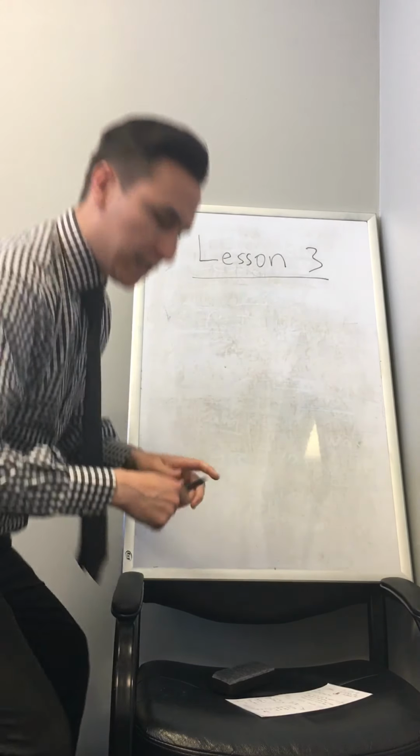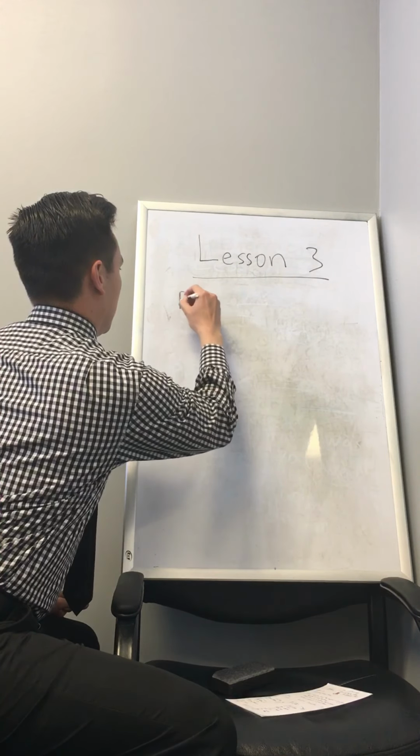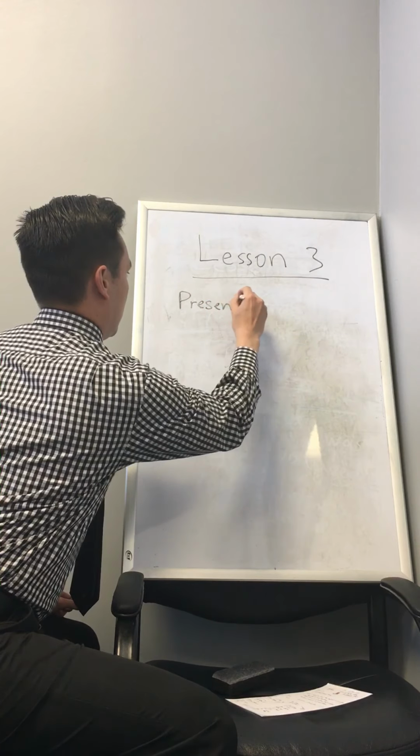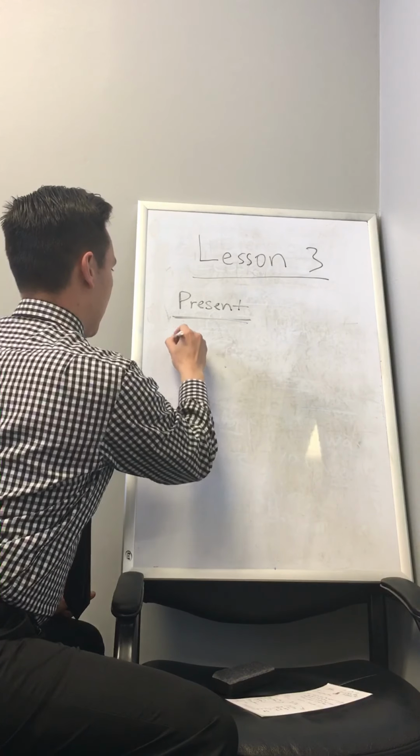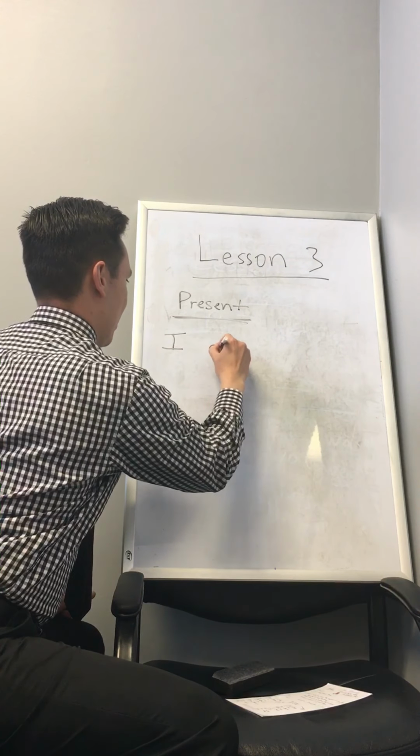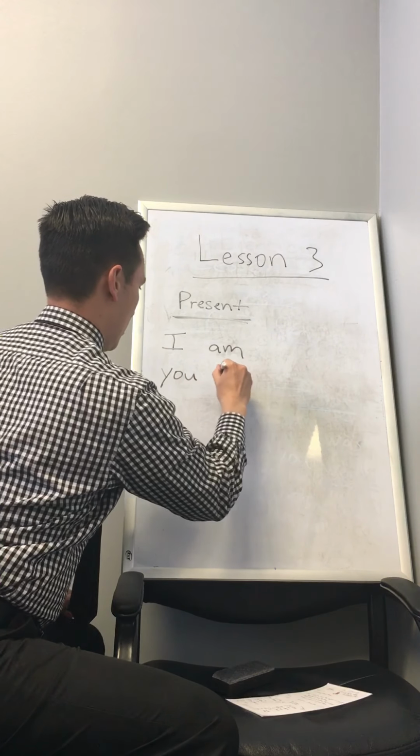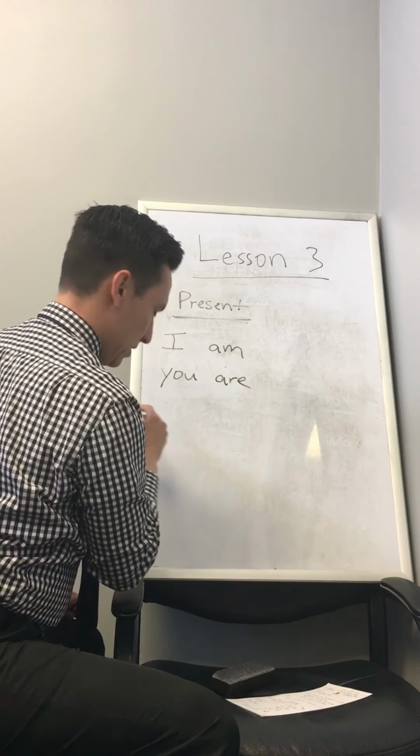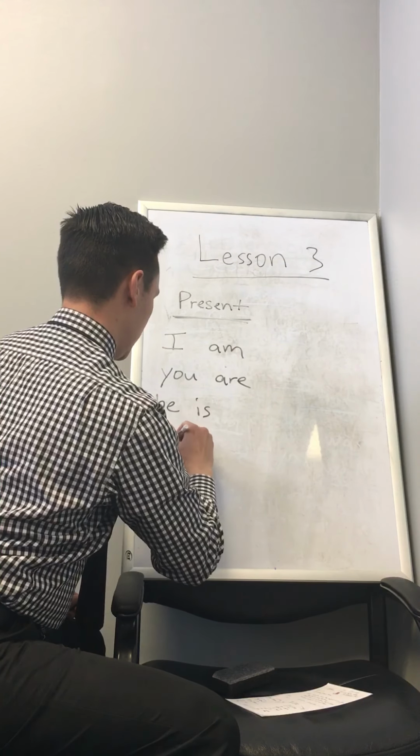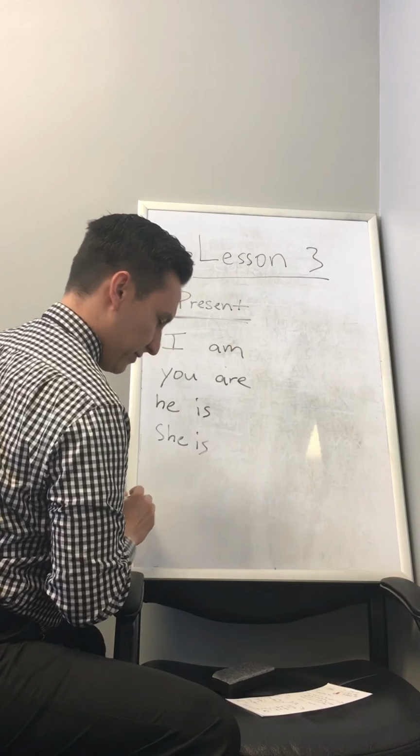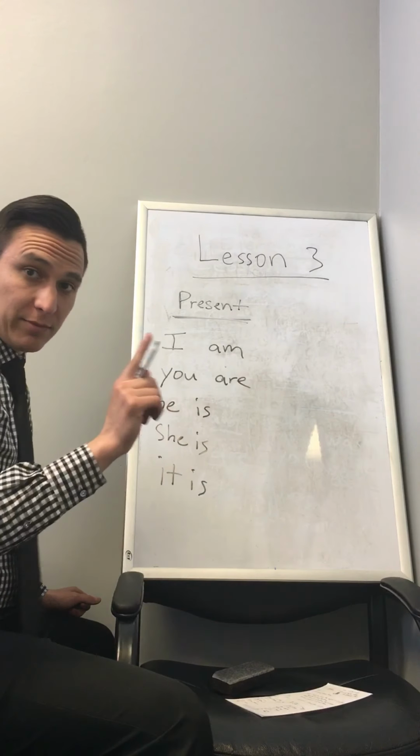And you can do the present tense like this. So I'll have you write down present. All right. So we'll do I am. You are. He is. She is. It is.